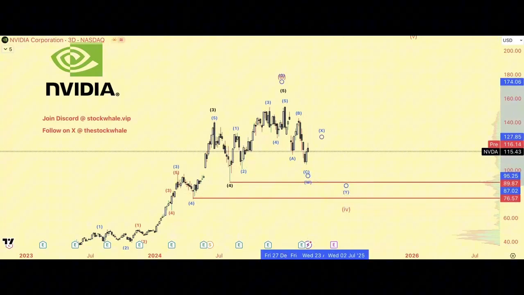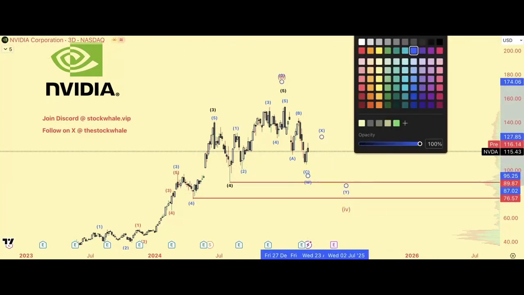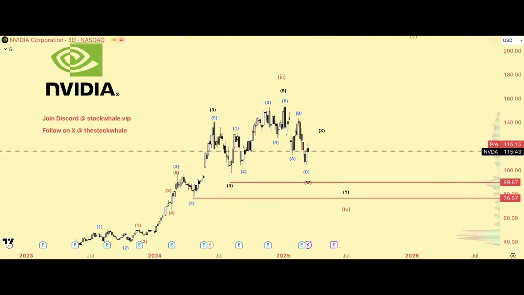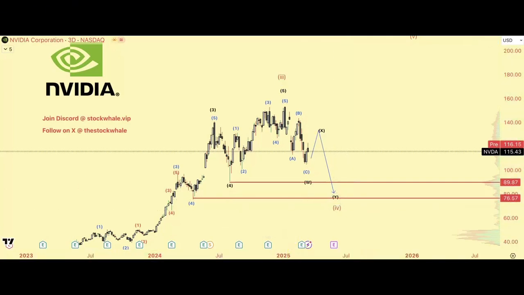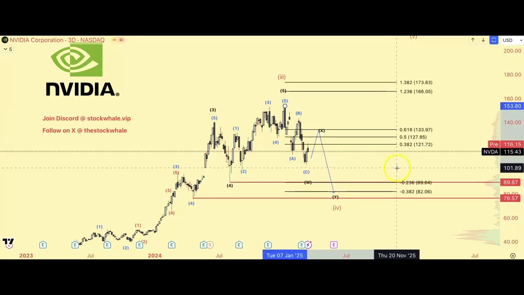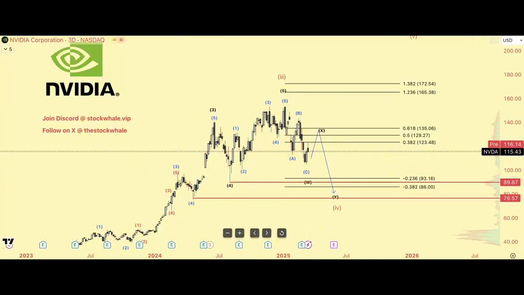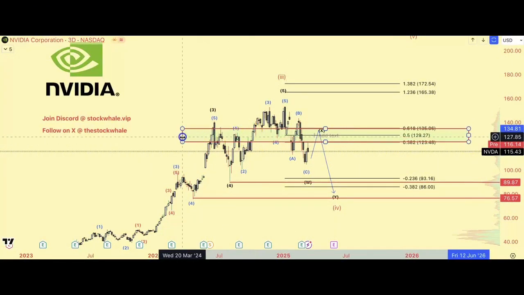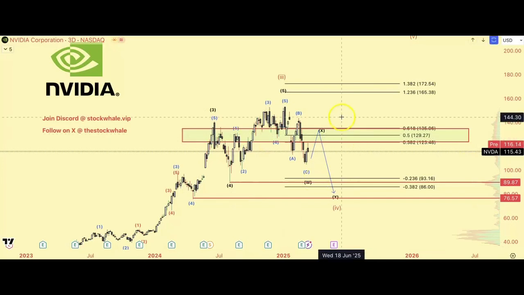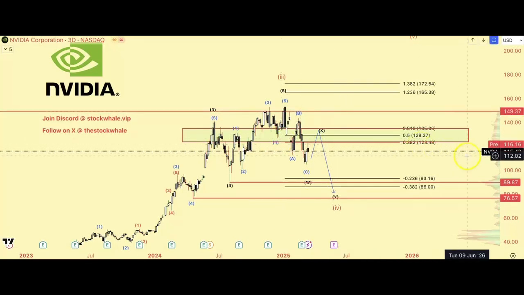So let's color this black, right? So you're looking at a double correction where Nvidia is going to go up and then fail and then come down even more. So if you take the inverse fibs, you're going to be shorting anywhere between 123 up to 135. That's your short position with the stop loss above, let's say, this pivot high at 149.